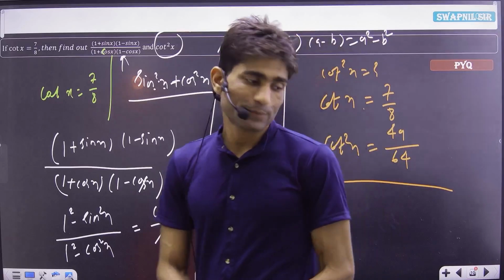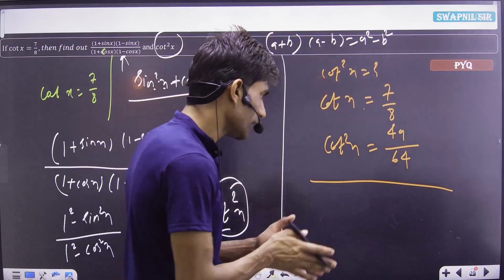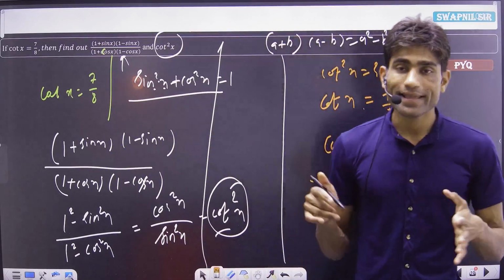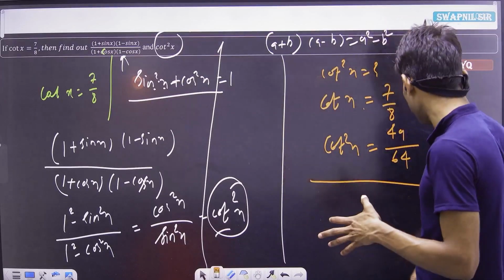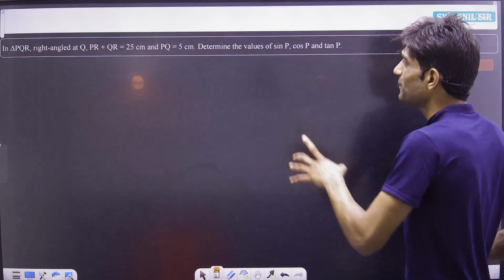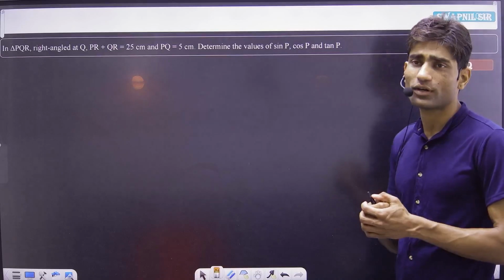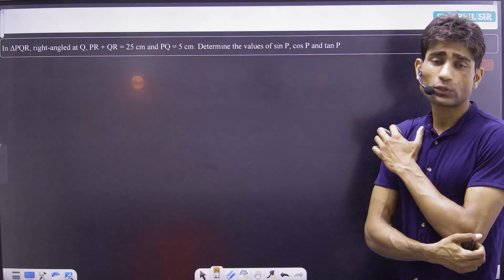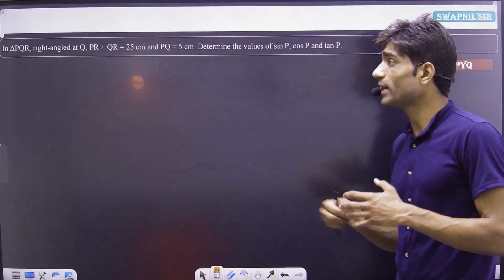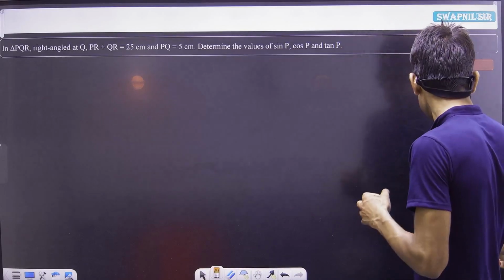I'm expecting that you all have understood this solution. Nothing is difficult. The next question, keep it for your homework. I'm not going to explain this one. I'm going to keep this part as part of your homework. If you found anything difficult, let me know in my comment section. Okay, let's go for the next question.